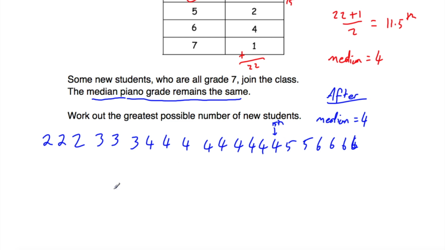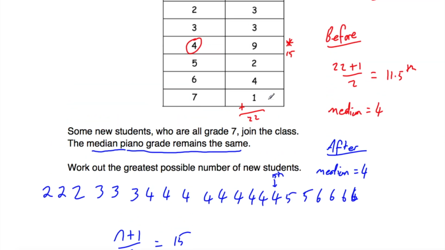So let's then use the formula. (n + 1) / 2 is equal to the 15th value, is equal to 15. And then if we solve this equation, we can find out how many people are now in the class. So if we times both sides of this equation by 2, we'd get n + 1 is equal to 30. And then if you take away 1, you're going to get n is equal to 29. So that means there's going to be 29 people in the class.